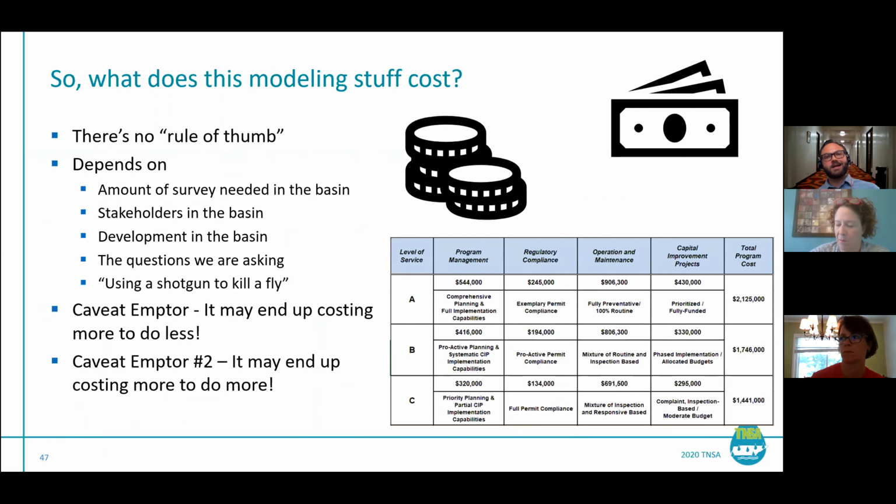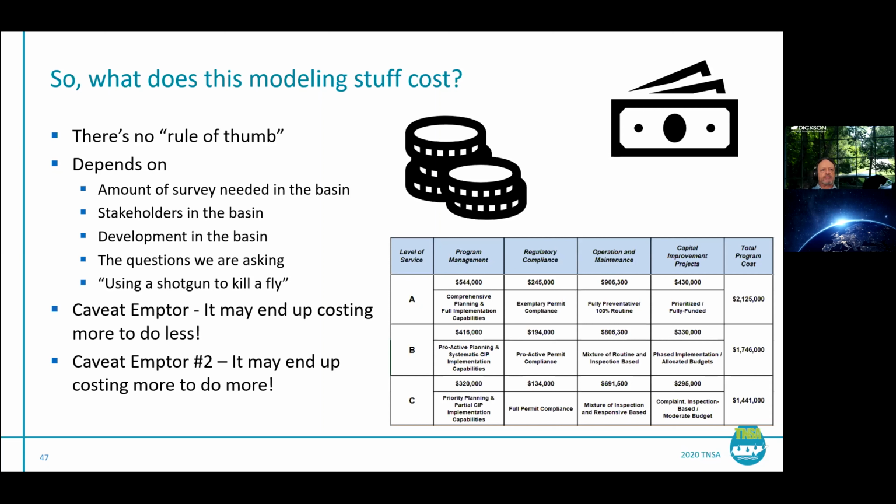So what does this cost? There's really no rule of thumb. It could be up to $200,000 a square mile. It really depends on what kind of survey you have to do in the basin, stakeholders in the basin that may slow things down or speed things up, what the basin looks like, and the questions we're asking. Are we using a shotgun to kill a fly here? Are we overdoing it?